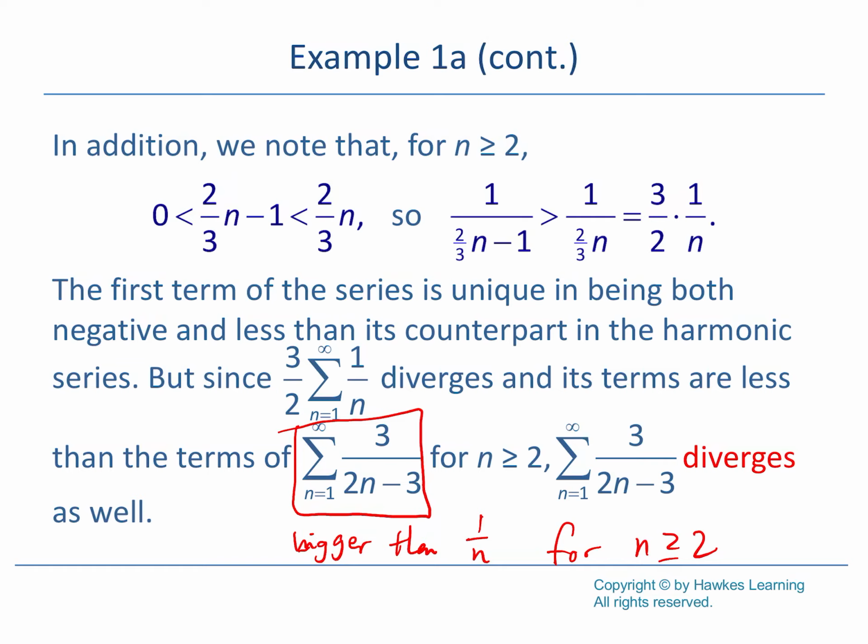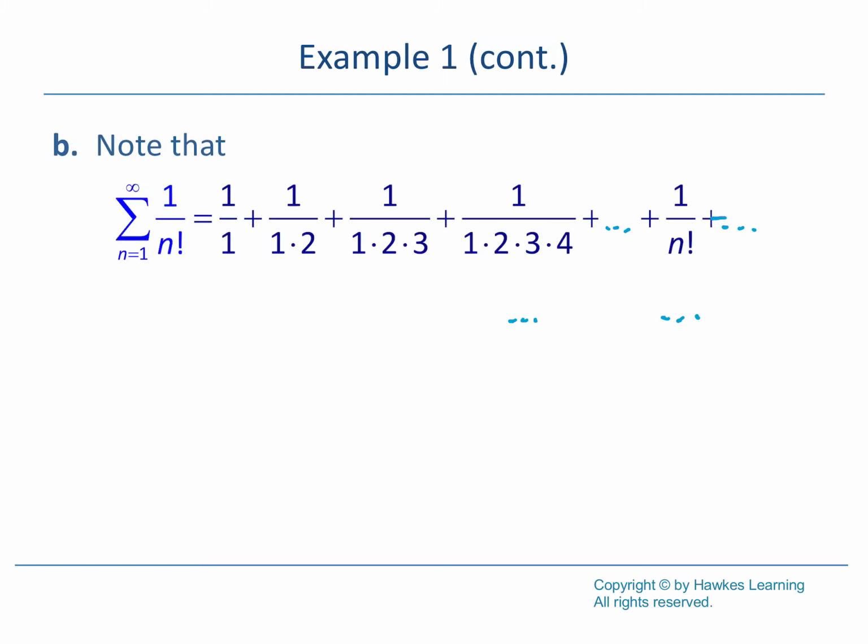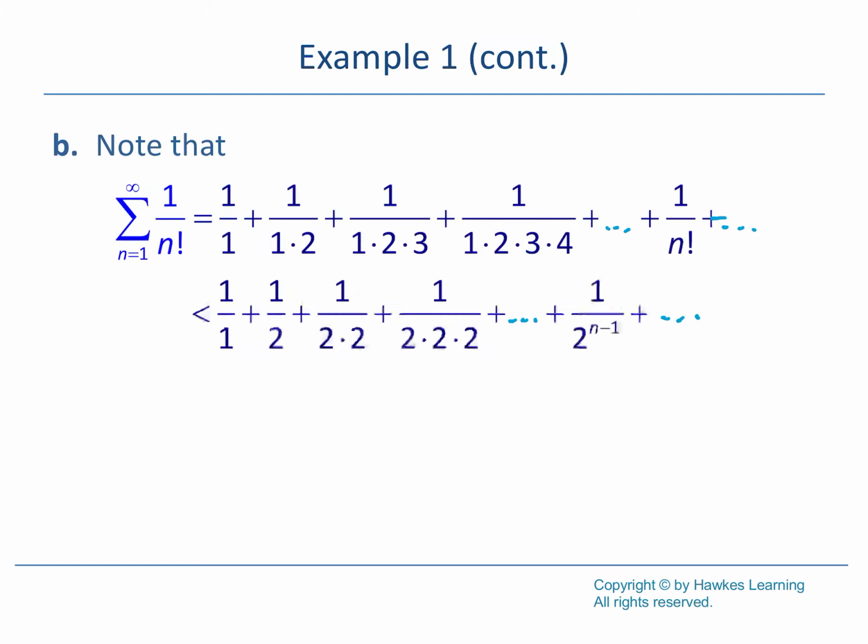But yeah, since the harmonic series diverges and its terms are less than the terms in that, this new series diverges as well. Cool. Moving on to the factorial one.